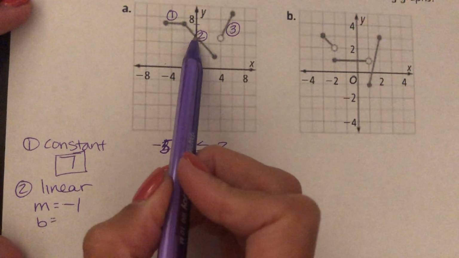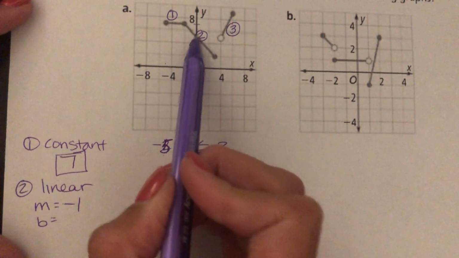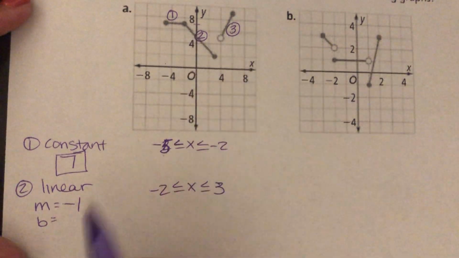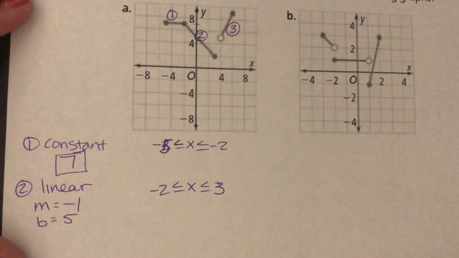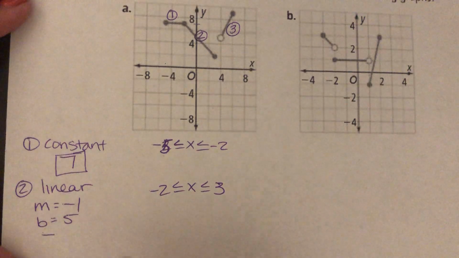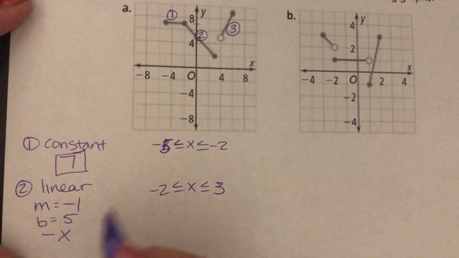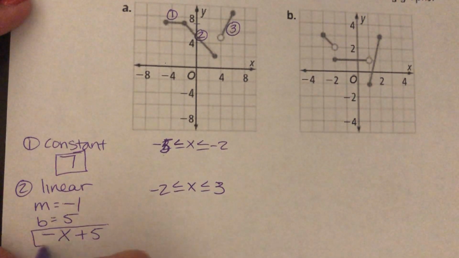And then it's crossing here at +5. That's the b. It crosses the y-axis at 5. Then I'll put it together: -1x, or just -x plus 5.